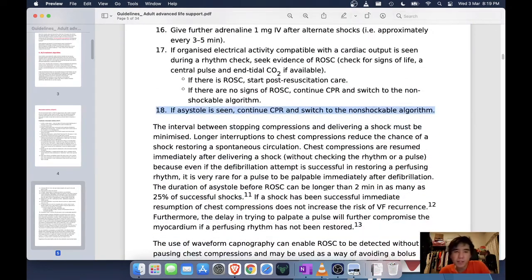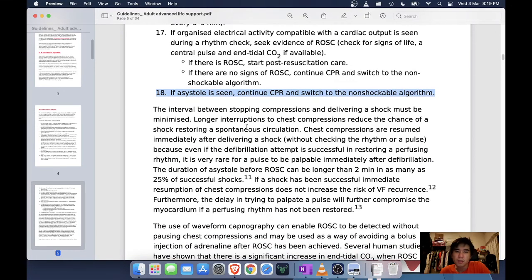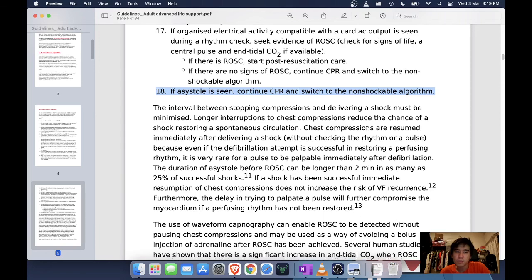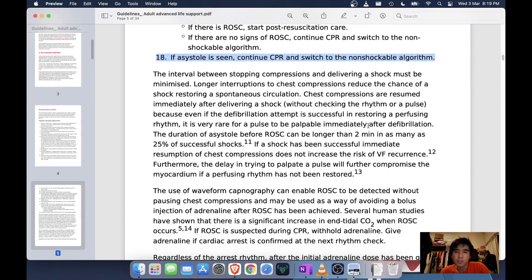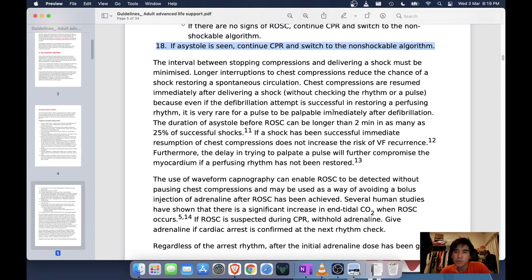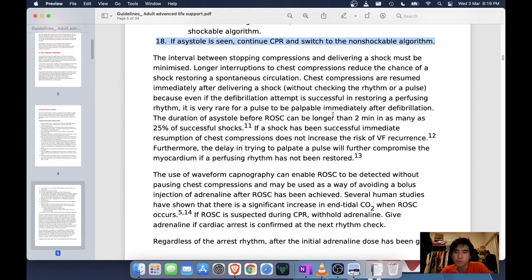The interval between stopping compressions and delivering a shock must be minimized. Longer interruptions to chest compressions reduce the chance of a shock restoring a spontaneous circulation. Chest compressions are resumed immediately after delivering a shock, without checking the rhythm or a pulse, because even if the defibrillation attempt is successful in restoring a perfusing rhythm, it is very rare for a pulse to be palpable immediately after defibrillation.